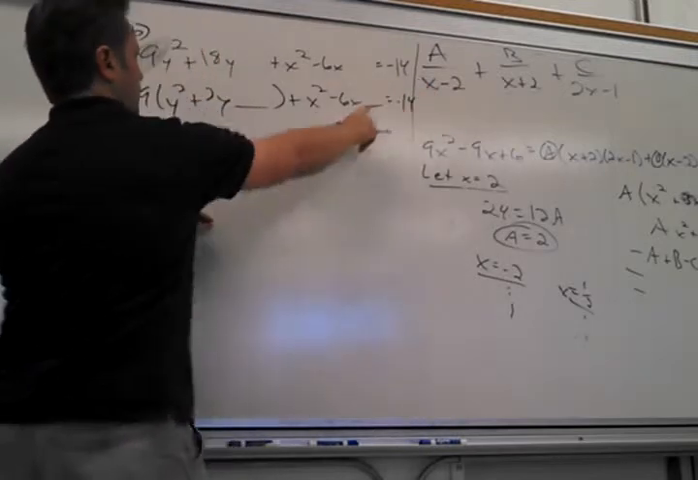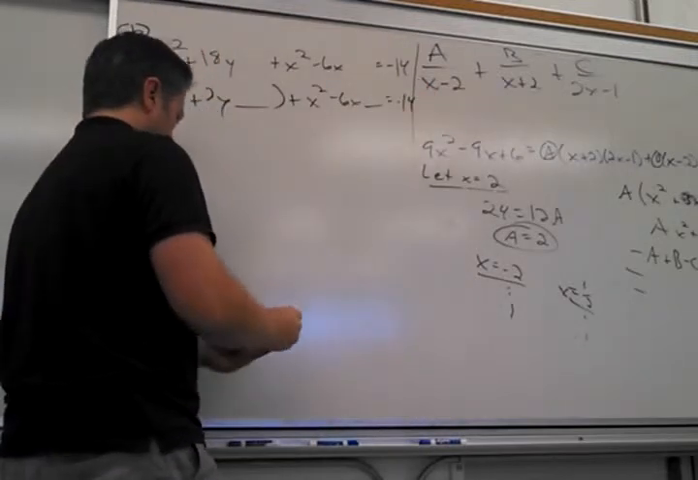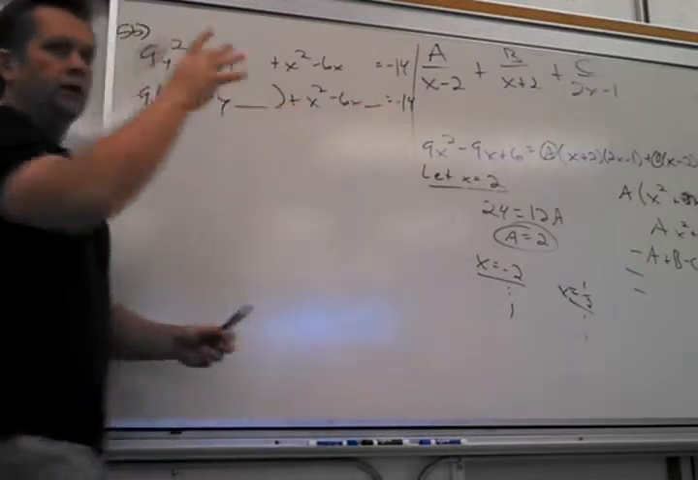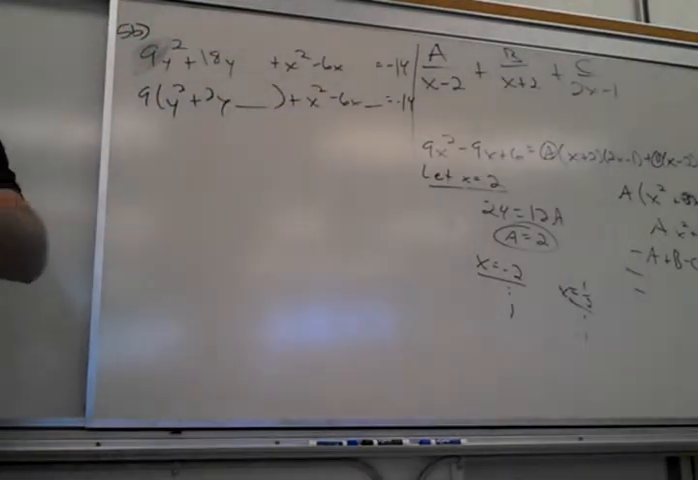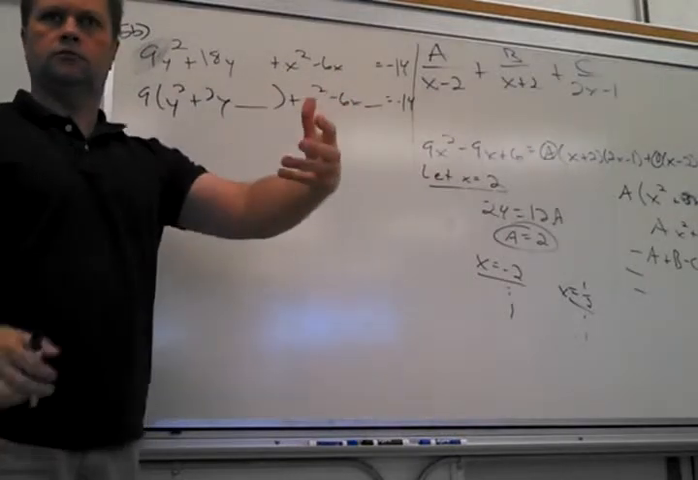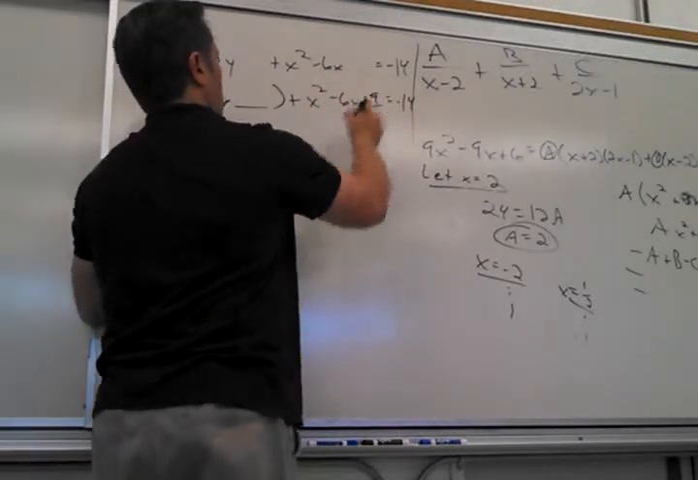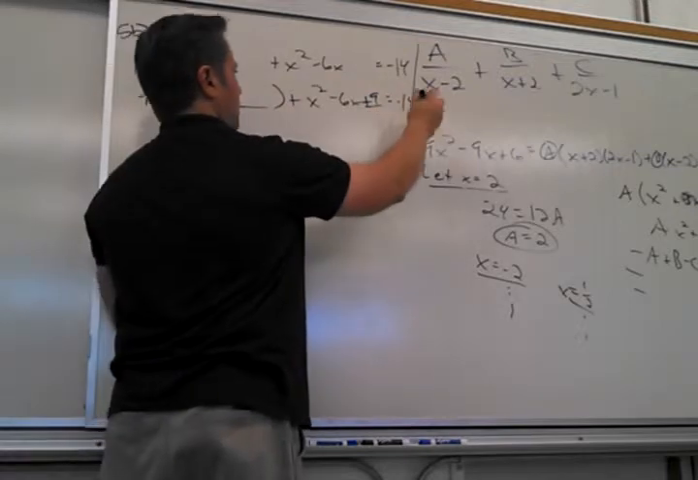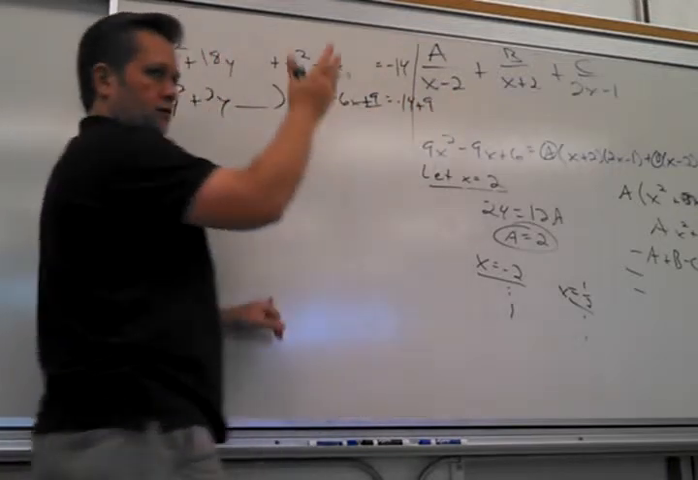So what am I going to add here, real quick? I have to put something here to make completing the square work. 9. Yeah, how do you get that? Take half of 6, square it. Kick ass. And the minute I put that there, you got to subtract it, well, do the same thing on the other side.